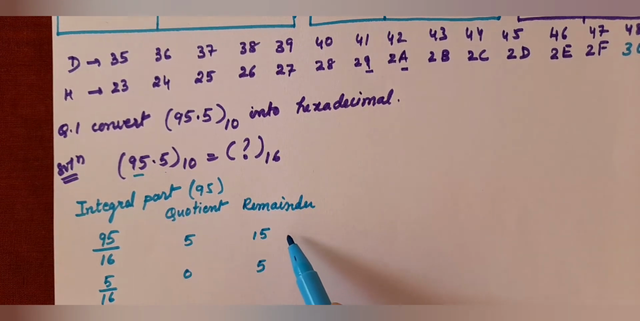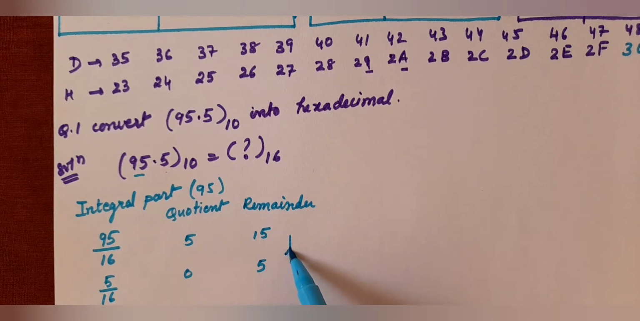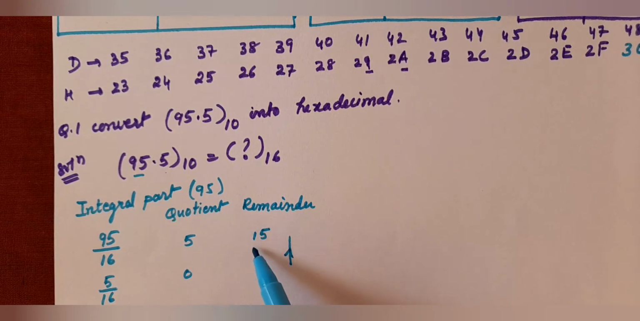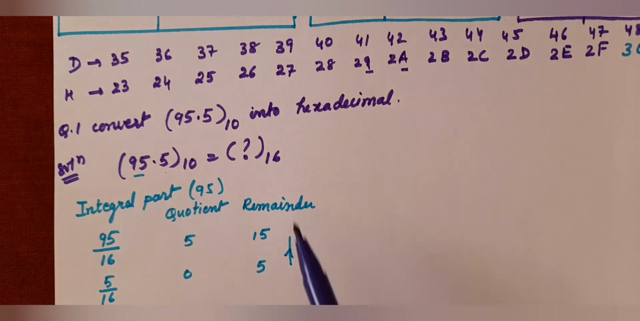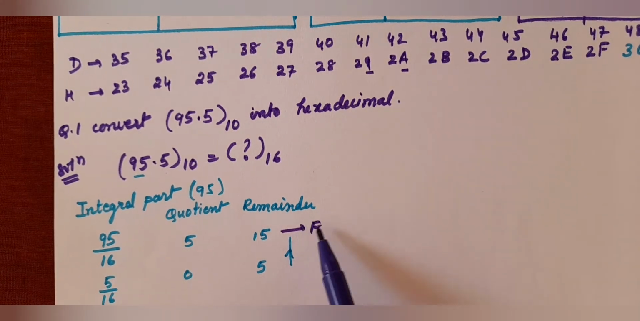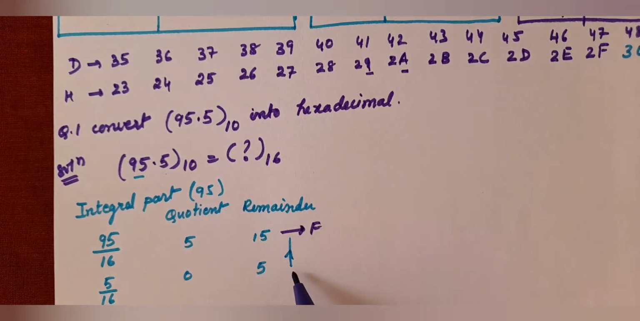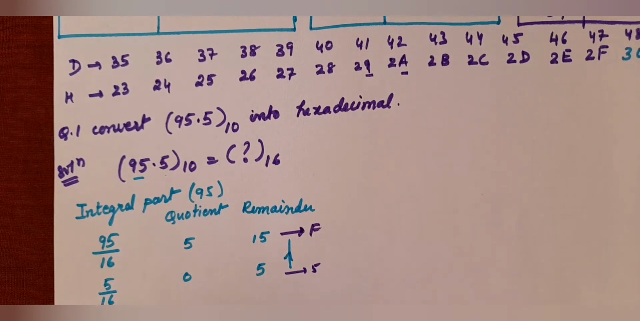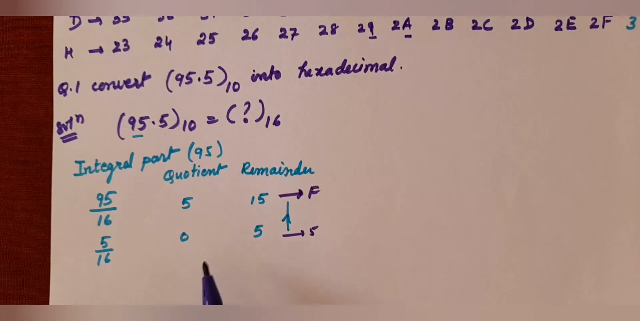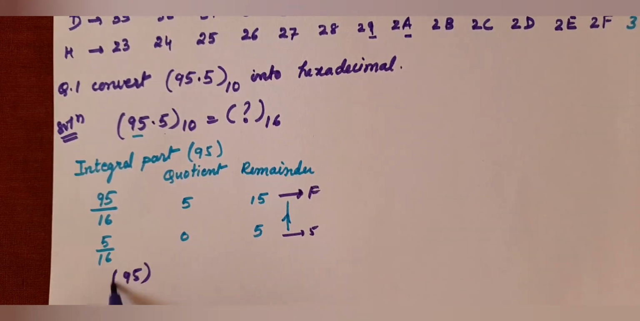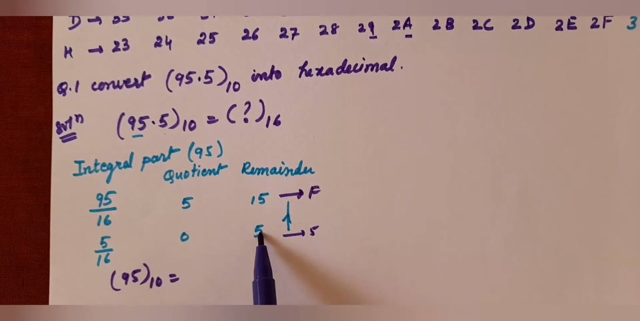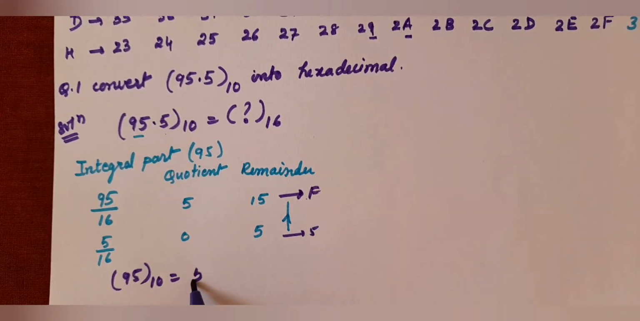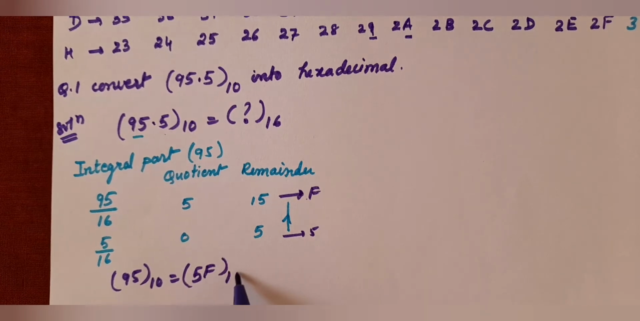Now read the numbers. For the integral part you have to read from bottom to top. What is 15? It is representing F. What is the decimal number here for 15? F. So, for 5 it is 5. So, what is the answer for this now? For 95 decimal, the answer is 5F in hexadecimal.